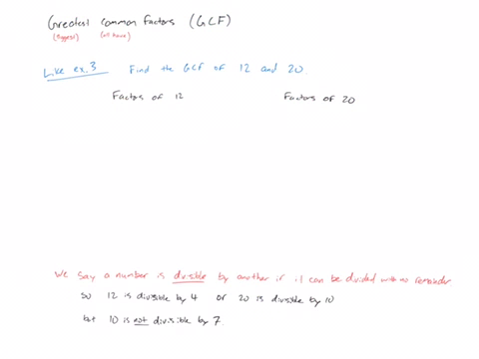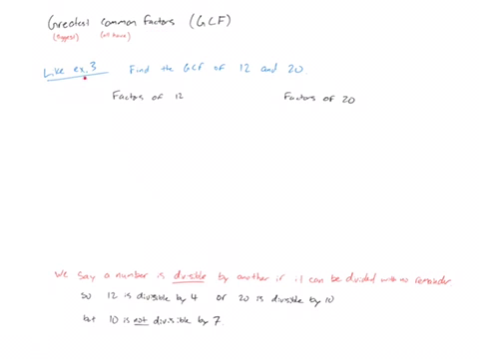Now that we know about factors, what can we do with them? Well, the first use is to find the greatest common factor. Right now we're just going to practice doing that. We'll find implementation, or how you can use that, later. Greatest simply means biggest. Common means that all the numbers have it, something we both have in common. And then factors, well, we just talked about what factors are.